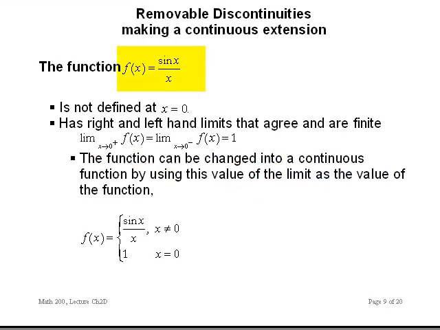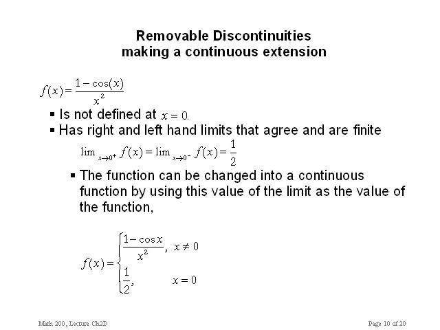This function sin x over x is not defined at x equals 0, because when x equals 0, you would be dividing by 0. Obviously, it's not defined there. But it has right and left hand limits at x equals 0. And the value of those right hand and left hand limits are both 1. So you can extend this function into a continuous function at that point by creating this piecewise function. You let the piecewise function be defined as sin x over x everywhere except at the problem point. At the problem point of x equal 0, you assign the limit.